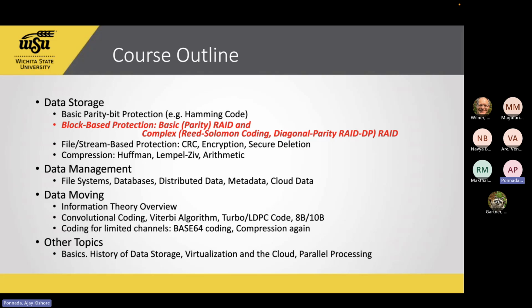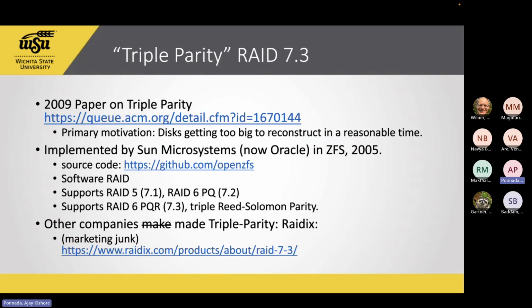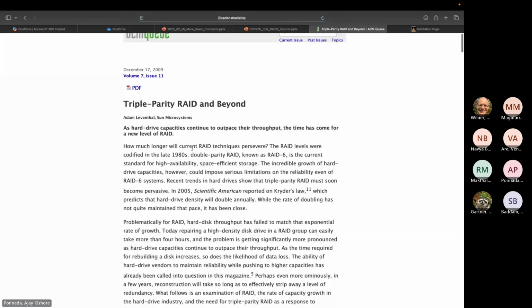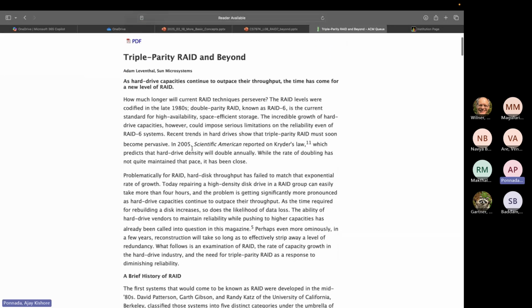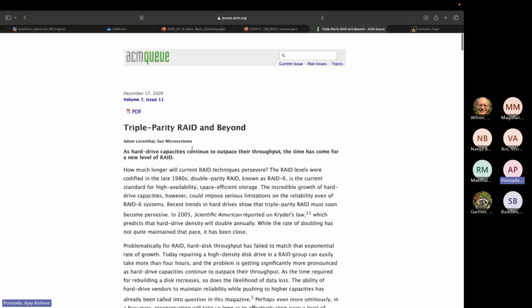We are at block-based protection. This is RAID triple parity we're discussing, the triple parity, RAID 7.3. Let me try to open this paper and show you. Yep, this is the RAID triple parity and beyond paper.